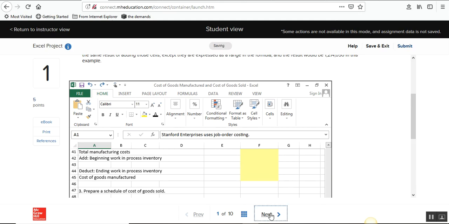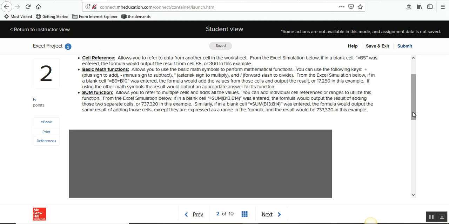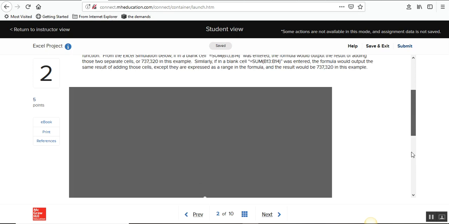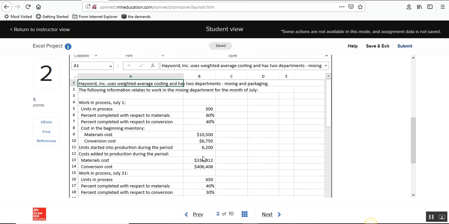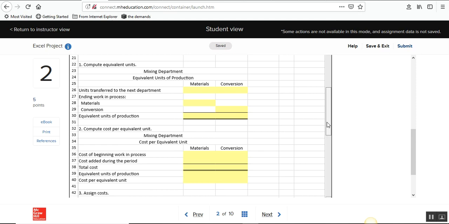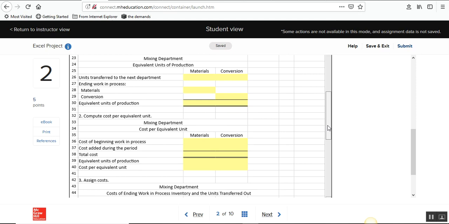Then with worksheet 2, you're going to go back into process costing where we looked at equivalent units. And in this worksheet, once it loads, you're going to see a very similar format or template like we did with the last one. You'll get this warning every time that you need to use formulas, not type in numbers when you actually answer these. So with the process costing, you're going to have to fill out the units transferred, ending work in process, equivalent units of production.